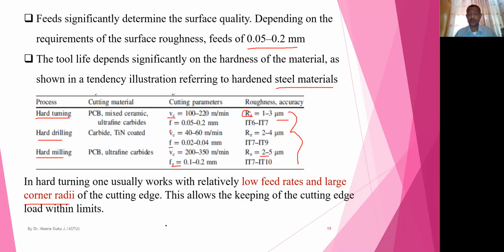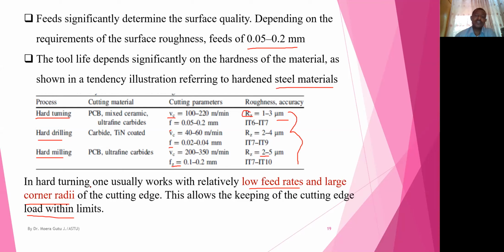It means the energy concentration at the tip of the cutting tool can easily dissipate, or it can easily transfer to the tool material. So the heat concentration at the engaged surface can be less, which can prolong the cutting tool life. This allows keeping the cutting edge load within limits. The cutting force which is imposed on the cutting tool can be limited if we use a low feed rate and large corner radius.